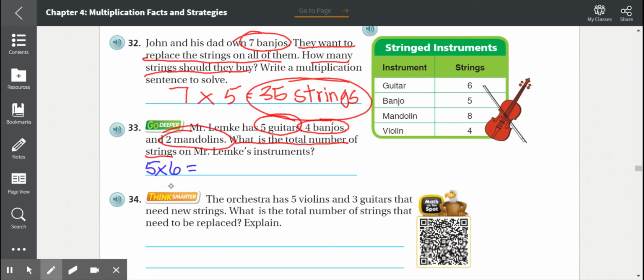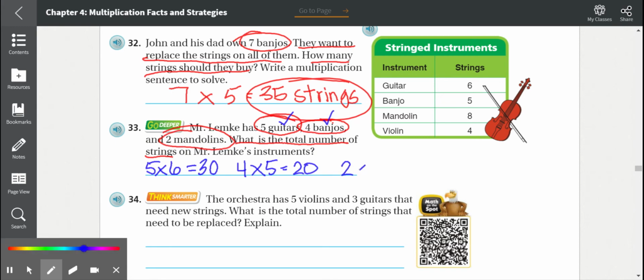So let's count by 5s 6 times. 5, 10, 15, 20, 25, 30. So that's guitars. Check. Let's do banjos. 4 times. How many strings are on a banjo? 5. 4 times 5 is 20. Check. Banjo. And then mandolins. 2 times a mandolin has 8. And we know that any number times 2, you just double that number. So 8 plus 8 is 16. So that's how many strings he has on the guitars, the banjos, and the mandolins.